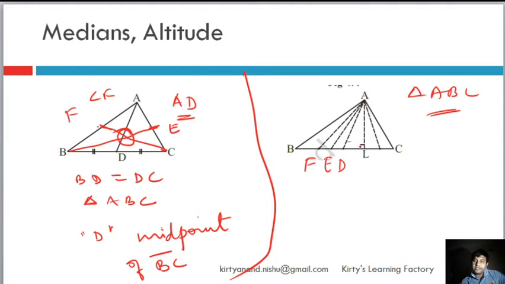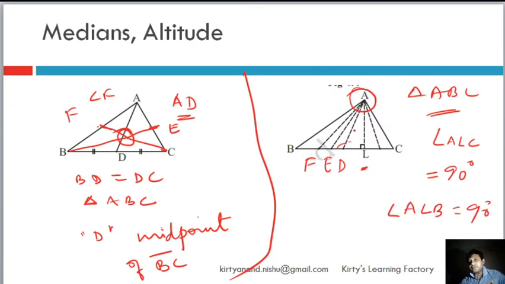and there will be a point at which this angle will be equal to 90 degrees, which is point L, which means that I have drawn a perpendicular from vertex A on the side BC, right? And it intersects the side BC at L. So the only criterion is that angle ALC should be equal to 90 degrees, or angle ALB should be equal to 90 degrees. So AL is an altitude.